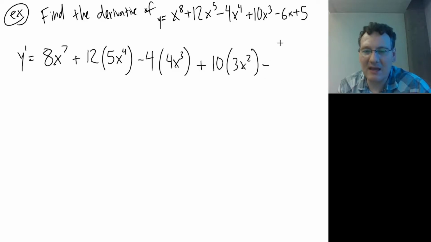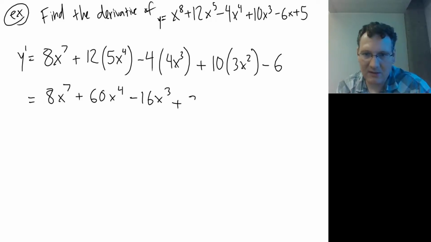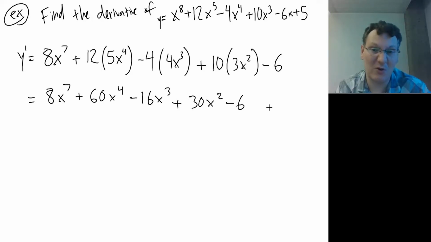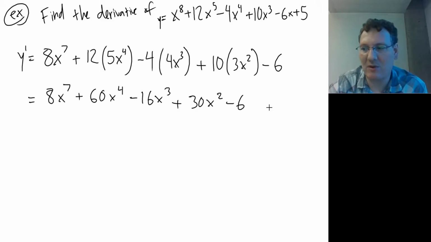And then minus 6x, well, the derivative of minus 6x will be minus 6 because it's linear. The derivative of 5 is 0 because it's constant. So I can clean this up just a tad: 8x to the 7th plus 60x to the 4th minus 16x to the 3rd plus 30x squared minus 6. So we found the derivative of a polynomial. And now you can see all polynomials are going to be basically like that. If you want to find the derivative, you just do the power rule and the constant scalar rule one by one, and you got it.